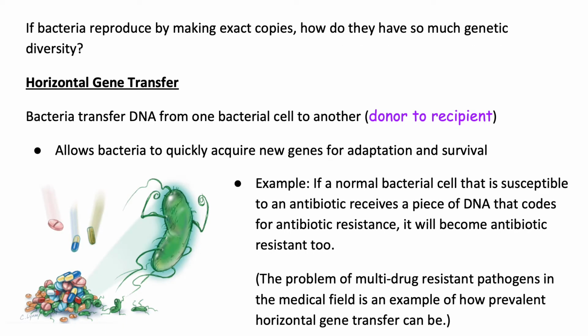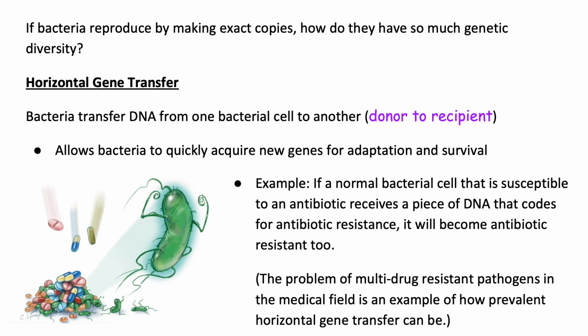But if bacteria reproduce by making exact copies, then how do they have so much genetic diversity? Well, horizontal gene transfer can explain that. Horizontal gene transfer is when bacteria transfer DNA from one bacterial cell to another. In this case, it's going from donor to recipient. And that allows bacteria to quickly acquire new genes for adaptation and survival.